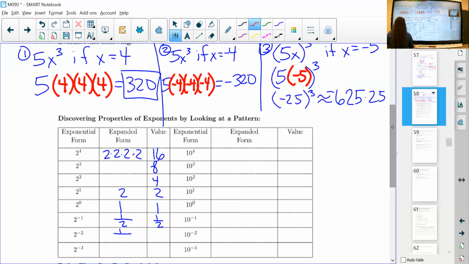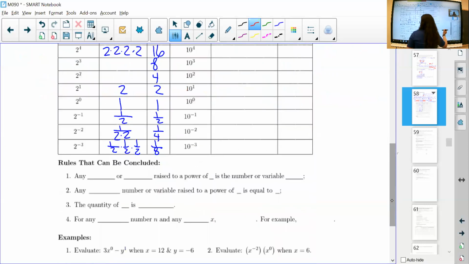Now, square it, we have 1 over 2 2's. We get 1/4. And finally, we have 1/2 times 1/2 times 1/2, because we're multiplying to the negative 3. That's going to be 1/8. You can do something similar with the tens. So looking at what we've done above, let's look at some rules that we can conclude.